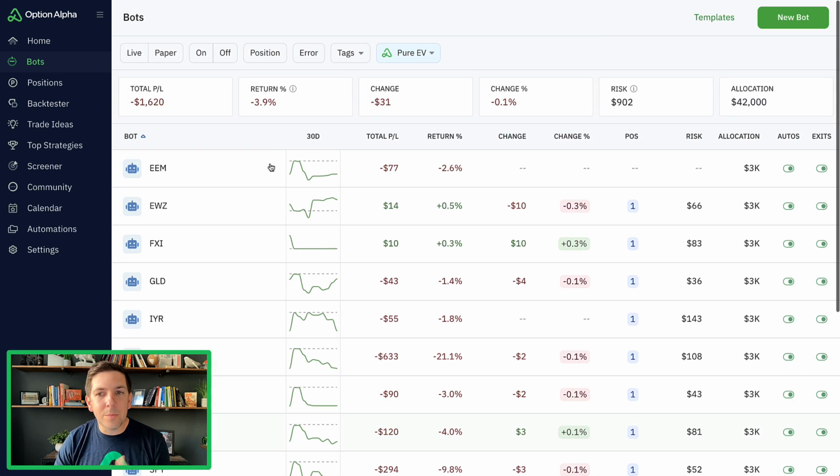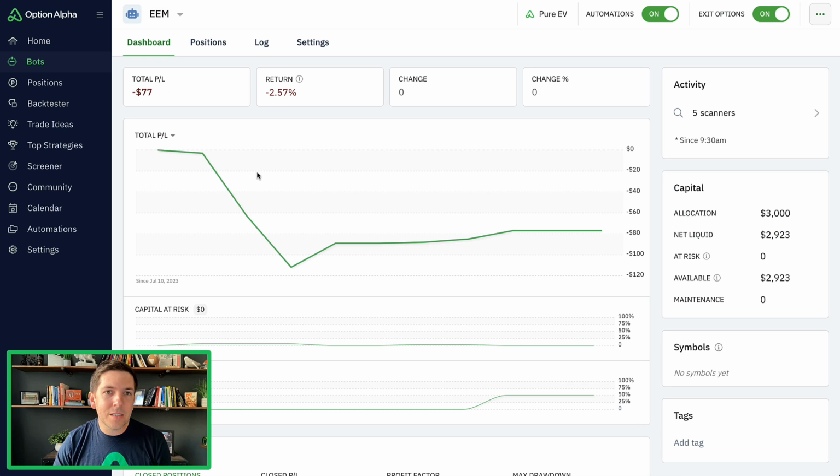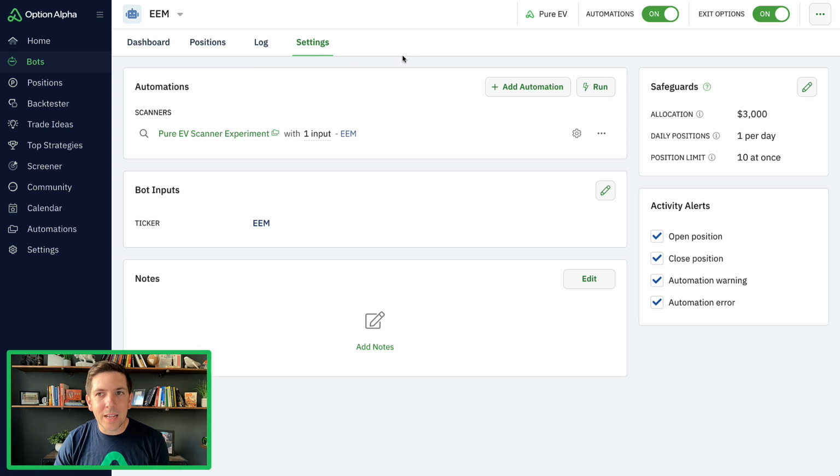So let me show you how I built out these bots so you can see what I'm doing inside of these and how it's working. The first thing that I did inside the settings of each of these bots is I'm allowing the bot to have about $3,000 of capital each.